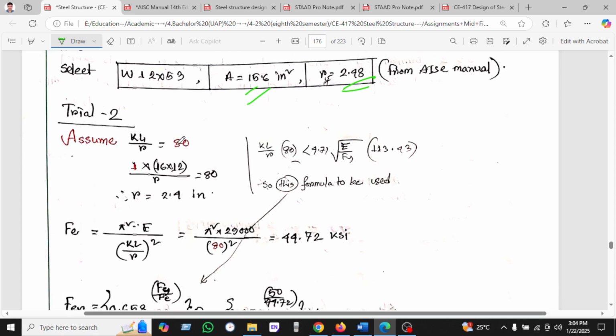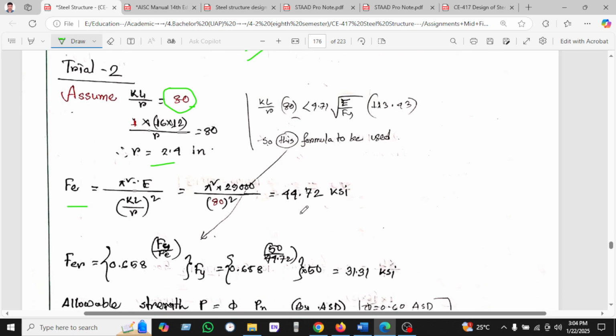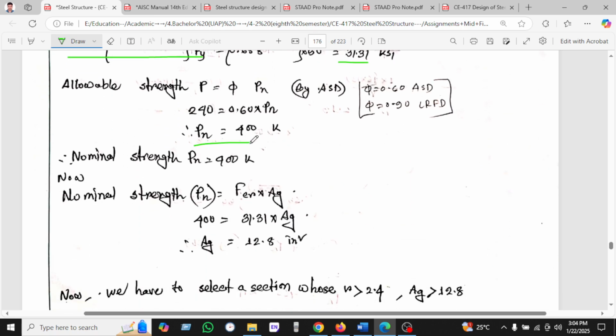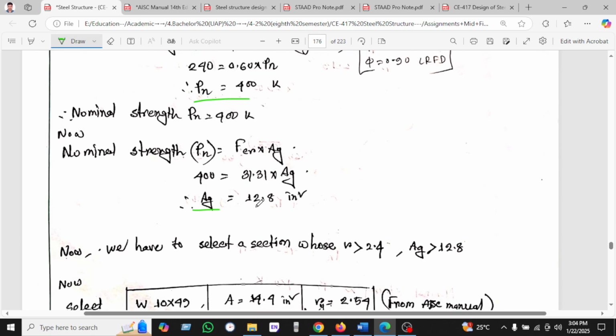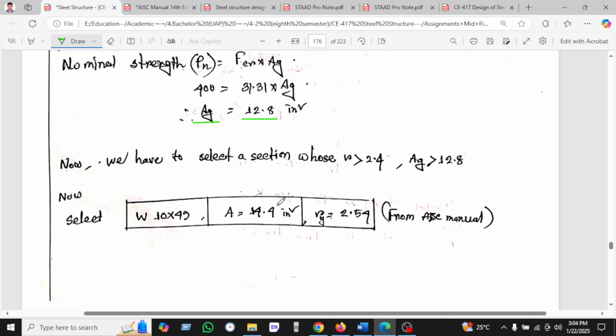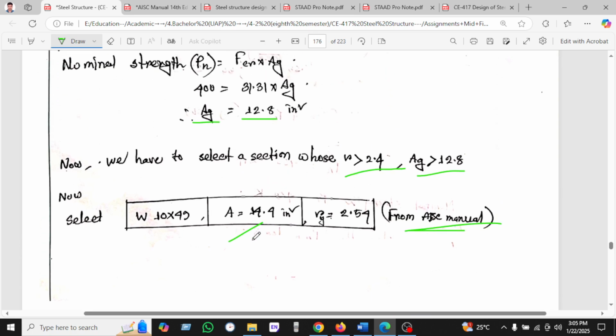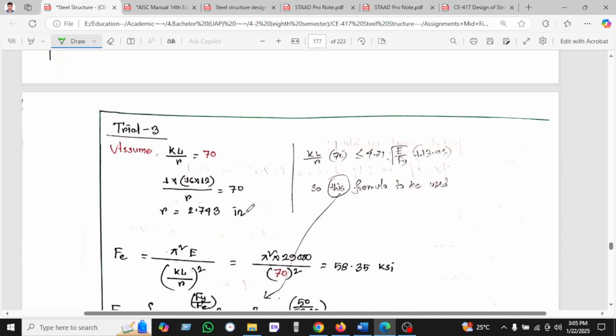So now we are trying again, as I am assuming KL divided by r remains the same, and found 2.41. And then we are using the Fe formula, this formula, and found 14.44. Now we are using this condition, and if the condition is satisfied, then we will use this formula and found 13.31. In this way Pn is calculated, and found Ag equal to 12.2. So now we have to select another section which is greater than 2.4, and Ag equal to 12.8. So from AISC again we found another member, which is W10x49.